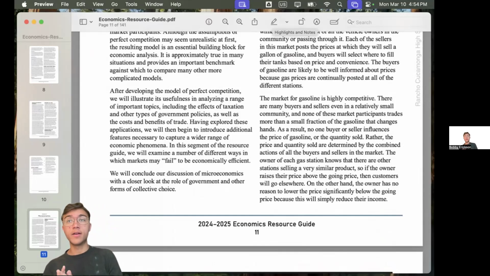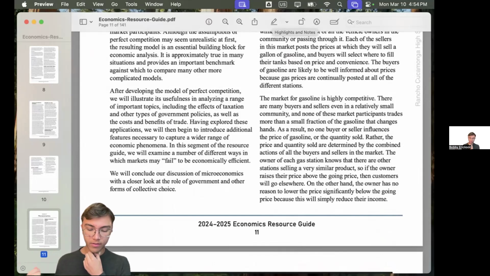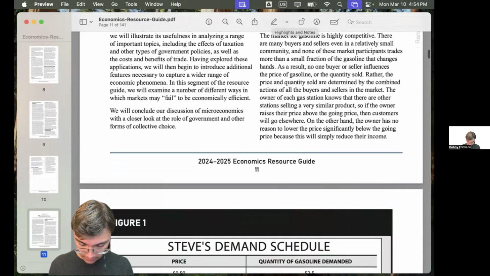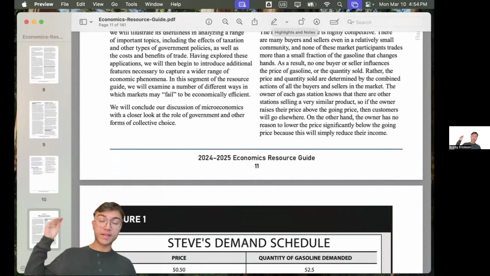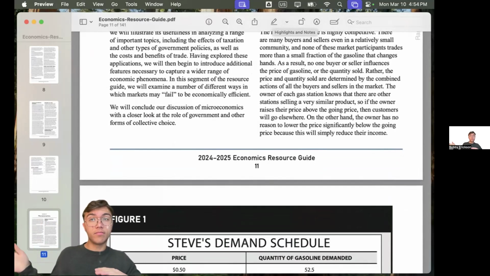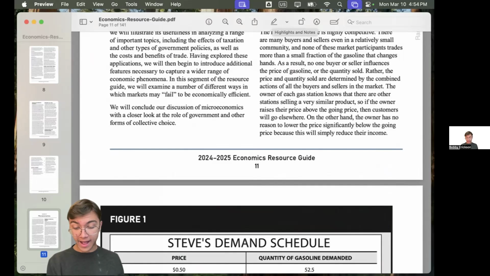Those are the two main factors we're looking at that are being influenced by demand and supply. If there are a lot of buyers and not one individual buyer or seller will influence the gas prices, then it's highly competitive. Now, all these gas stations know that there are other stations. So if one owner raises a price, the buyers can just go over to another gas station and choose that price.